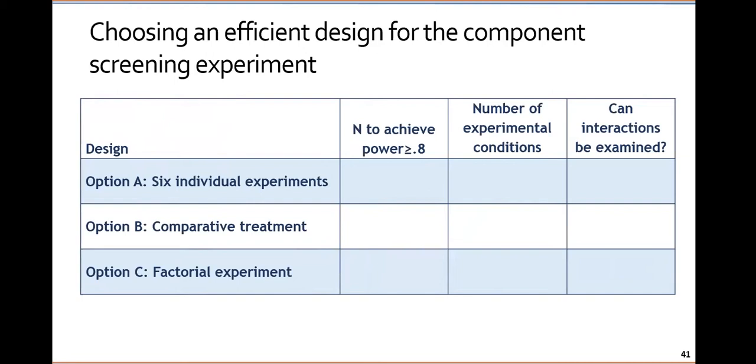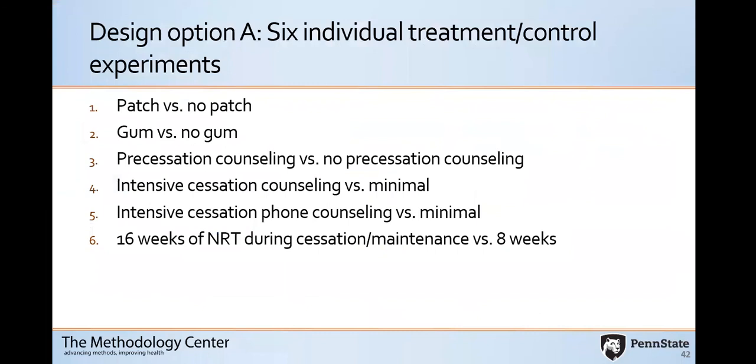You've heard of these before, possibly not by that name, but you're familiar with them. And the last is a factorial experiment. Okay, so the first design option, which I'll call option A, is conducting six little RCTs, six treatment-control experiments. So patch versus no patch would be the first one, gum versus no gum would be the second one, and so on. In each of those, just a simple two-condition experiment, the component in question is turned on and then compared to a control group.